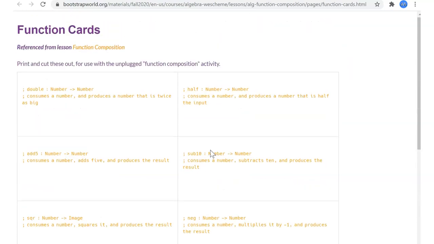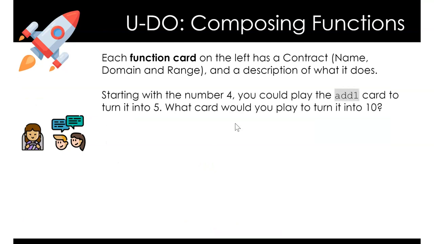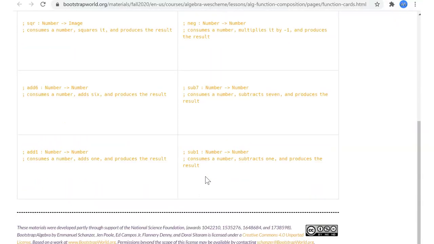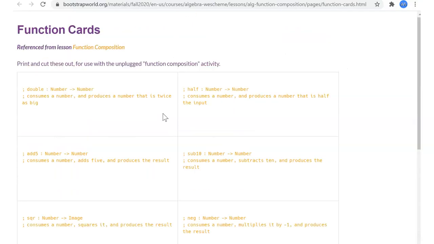All right, so we're going to have all of those cards representing functions that we could use. Say if we started with the number 4, we could play the add 1 card. Just to remember, let's go find the add 1 card. It takes a number, and as you guess, adds 1, and we'd get a 5. So what card would we play to turn it into a 10? Well, if we already have a 5, we would play double, because we take in a 5 and get out a 10.